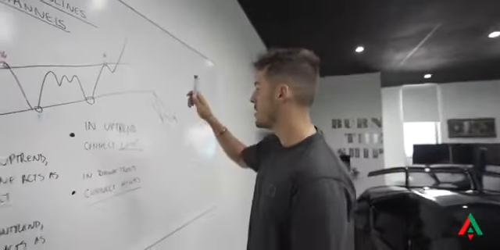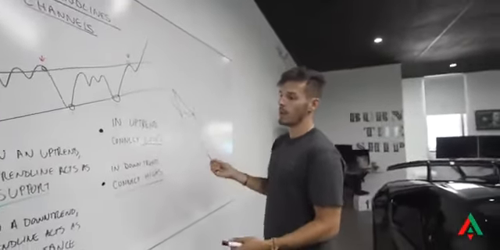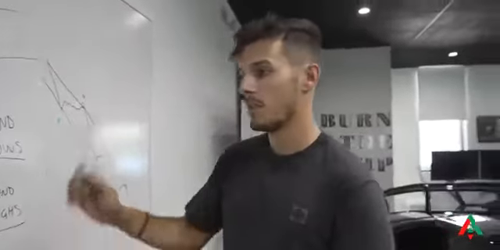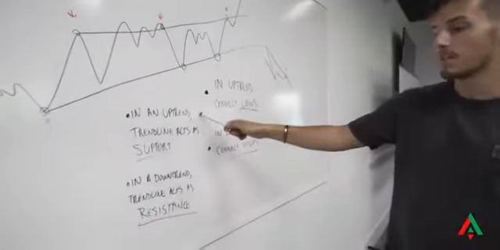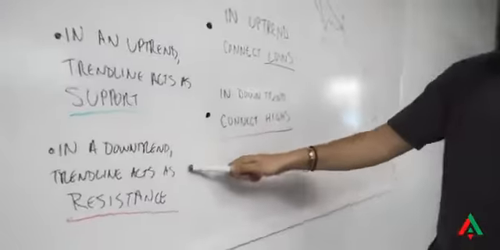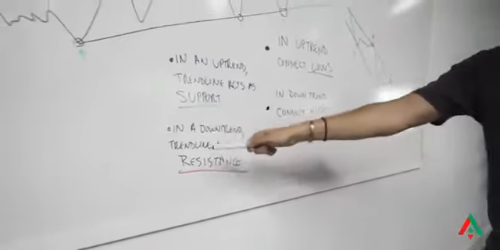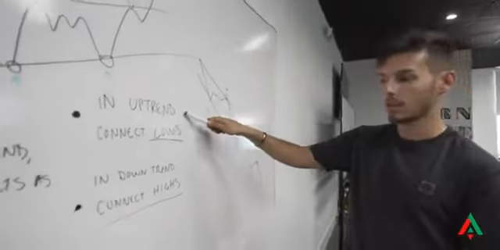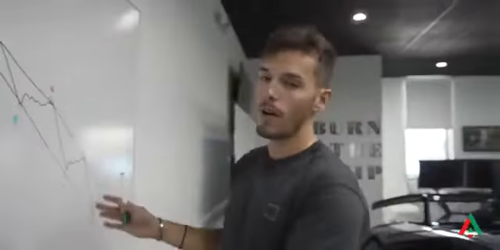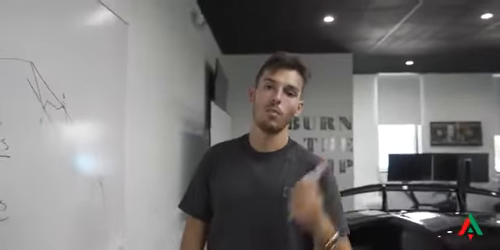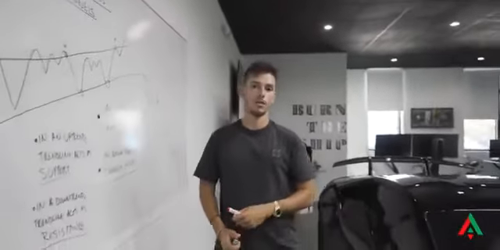So I would say this is pretty much it for the whiteboard example. Make sure you guys write down these 4 important facts: that in an uptrend, a trend line is going to act as support. In a downtrend, a trend line is going to act as resistance, if you're connecting your highs and if you're connecting your lows. And in an uptrend, you want to be connecting your lows, and in a downtrend, you want to be connecting your highs. So now that we've covered everything on the whiteboard, let's go over to the computer and take a look at what this looks like on the screens.